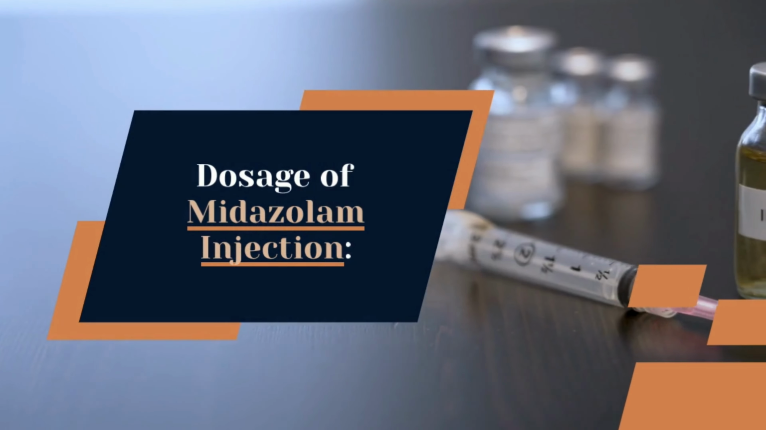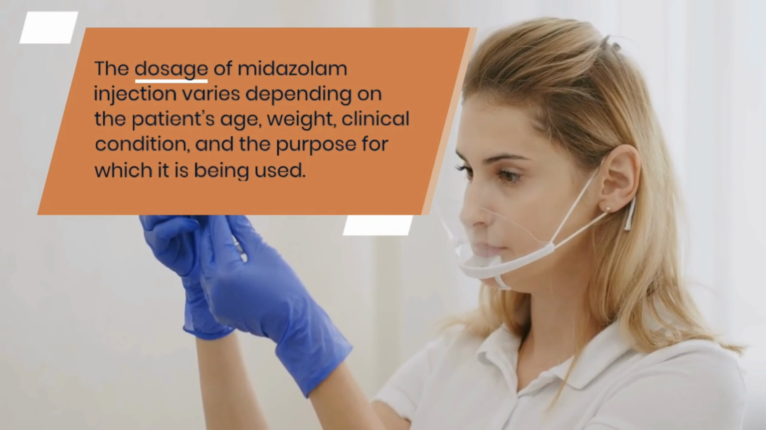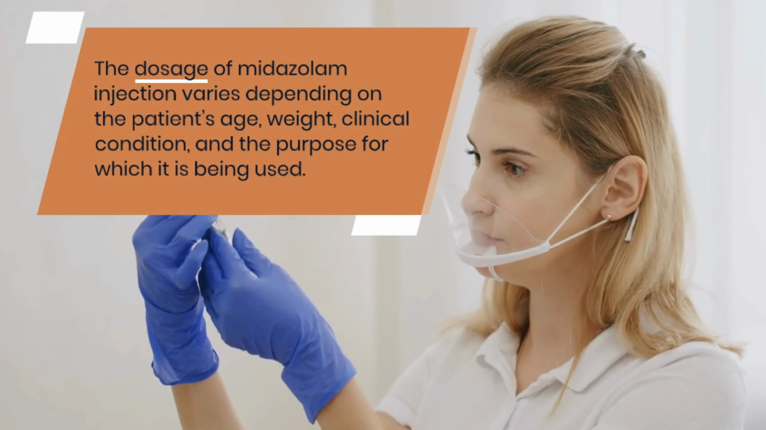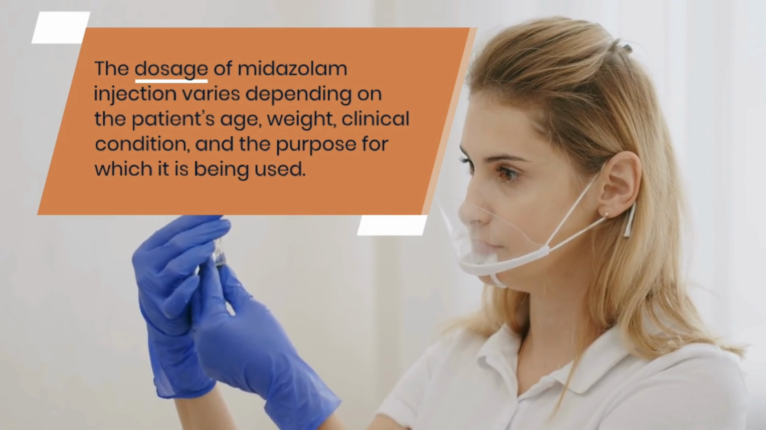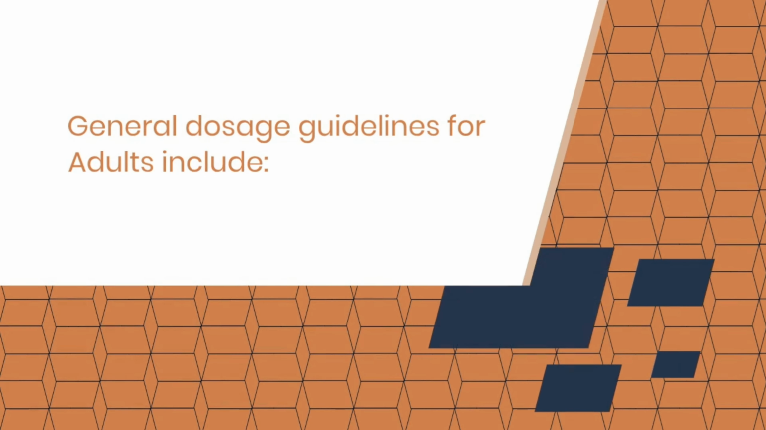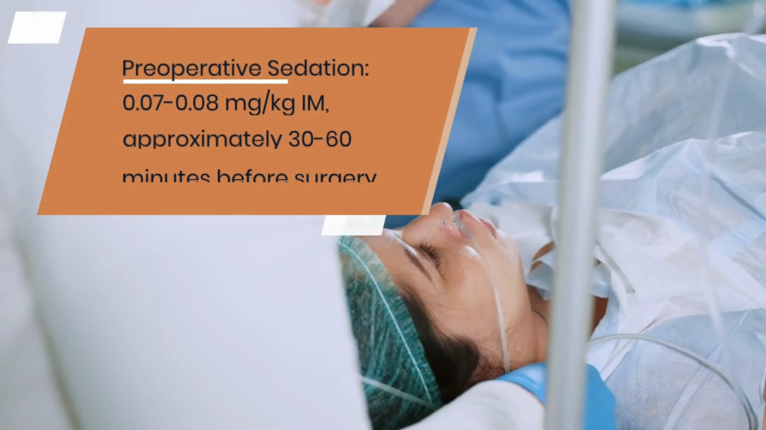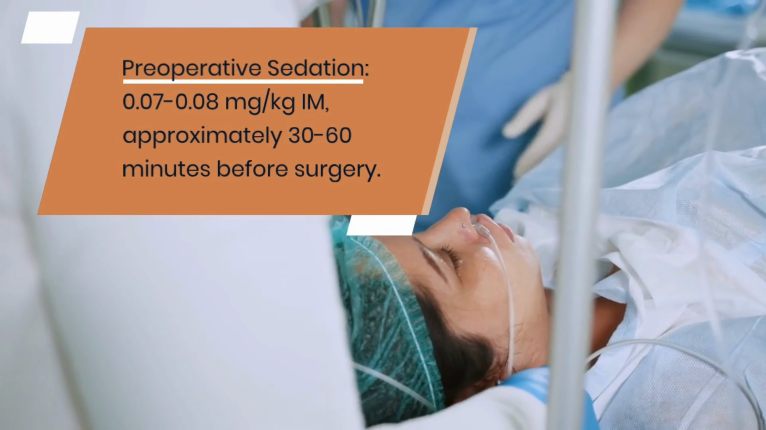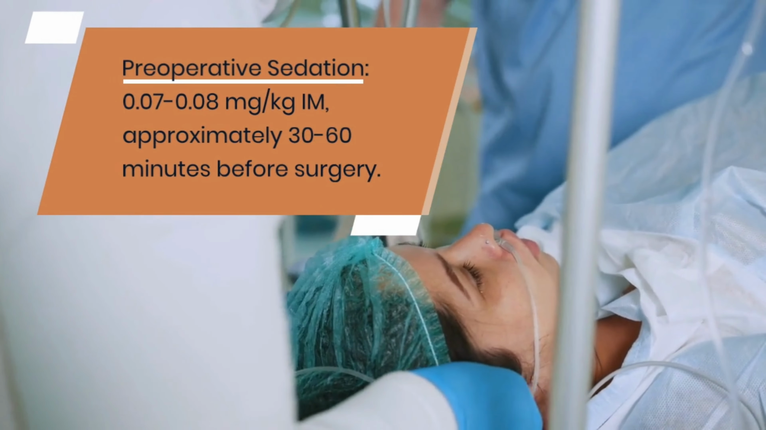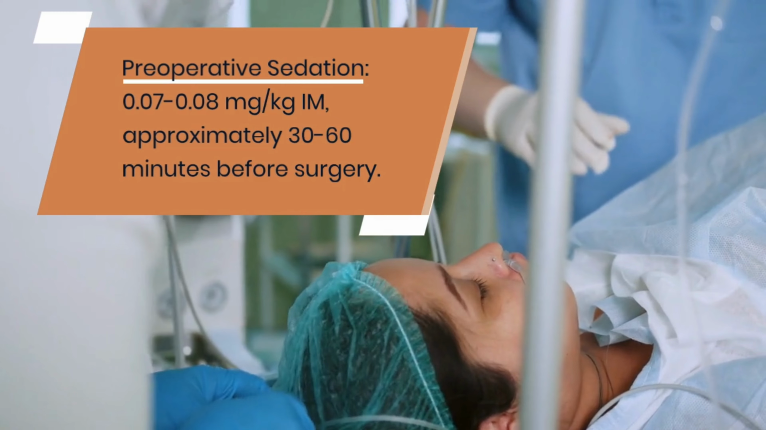Next, dosage of midazolam injection. The dosage of midazolam injection varies depending on the patient's age, weight, clinical condition, and the purpose for which it is being used. Let's discuss the general dosage guidelines for adults. For preoperative sedation, the dosage is 0.07 to 0.08 mg per kg IM, approximately 30 to 60 minutes before surgery.